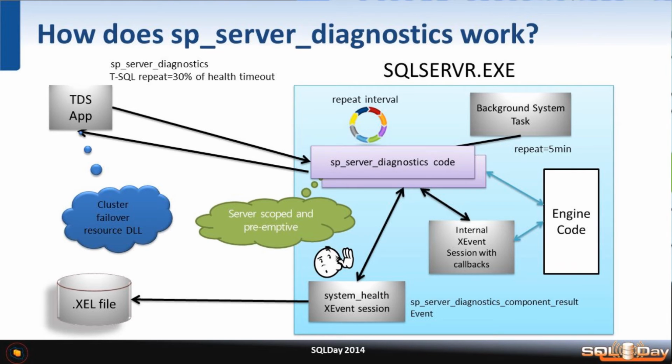Now, one of those applications happens to be the failover resource DLL used for cluster failover. And what happens is that they will run this stored procedure with a repeat interval of 30% of whatever the health timeout is based on your cluster failover settings. And what we have documented is that based on your failover condition level you set, and the default, I forgot, is 2 or something of that nature, we will use some of the results from SP Server Diagnostics to do failover decisions.